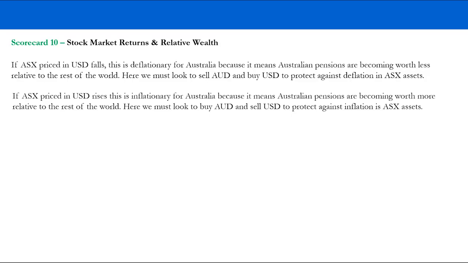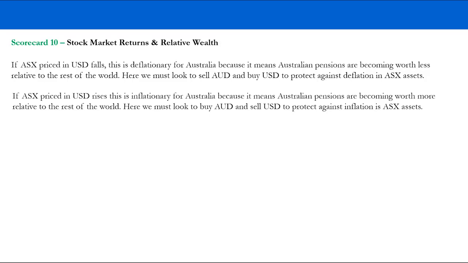But we get this data daily. So we get told daily what is happening to Australian wealth on an international scale. So it's a fantastic analysis and driver for us. So when we see deflation in the Australian stock market priced in US dollars, we need to be looking to short or have a short bias in the Aussie dollar, US dollar exchange rate. And we also seek to do the opposite when we have the opposite situation.